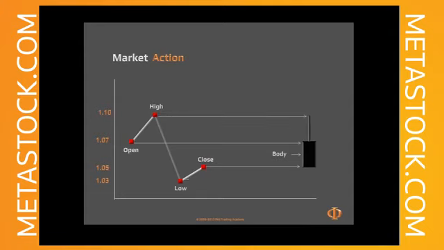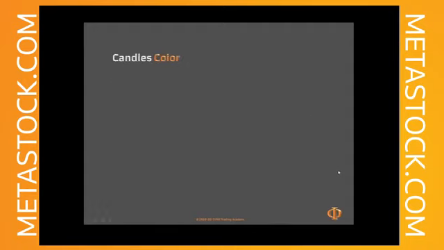And I'm sure you've seen some shadows, or wicks as they are called, which are basically vertical lines from the body to the high and from the body to the low. And these we call shadows or the wicks. Okay?